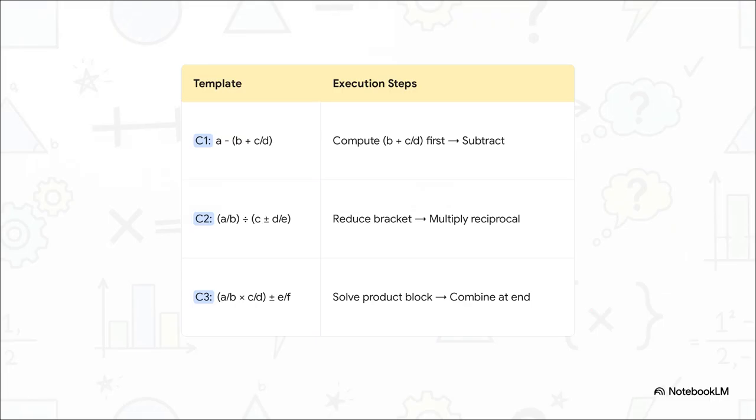And here are the templates you'll see. For C1, you solve what's inside the bracket first, then you subtract the result. For C2, you reduce the bracket, then flip it and multiply for the division. And with C3, you can think of that multiplication part as its own little bracket. You solve that block first, and then you add or subtract the final term.